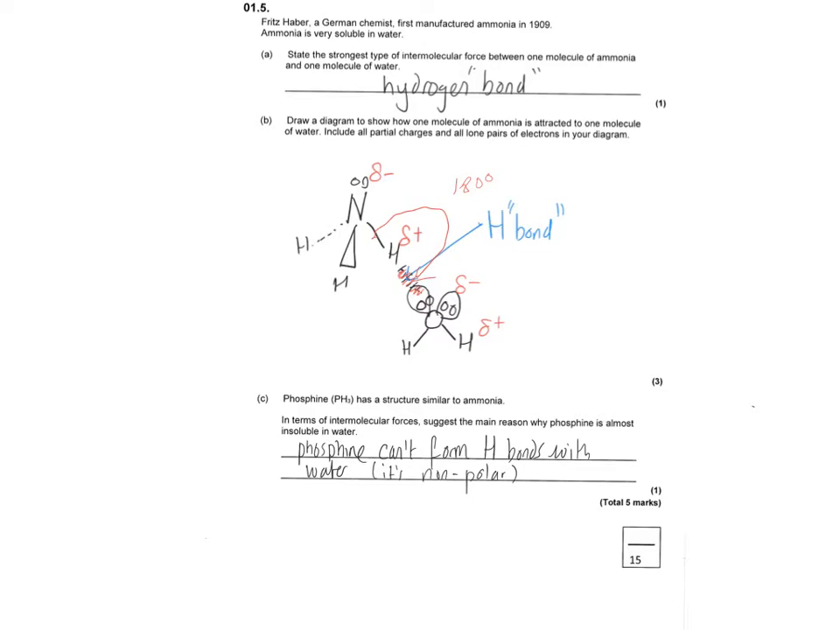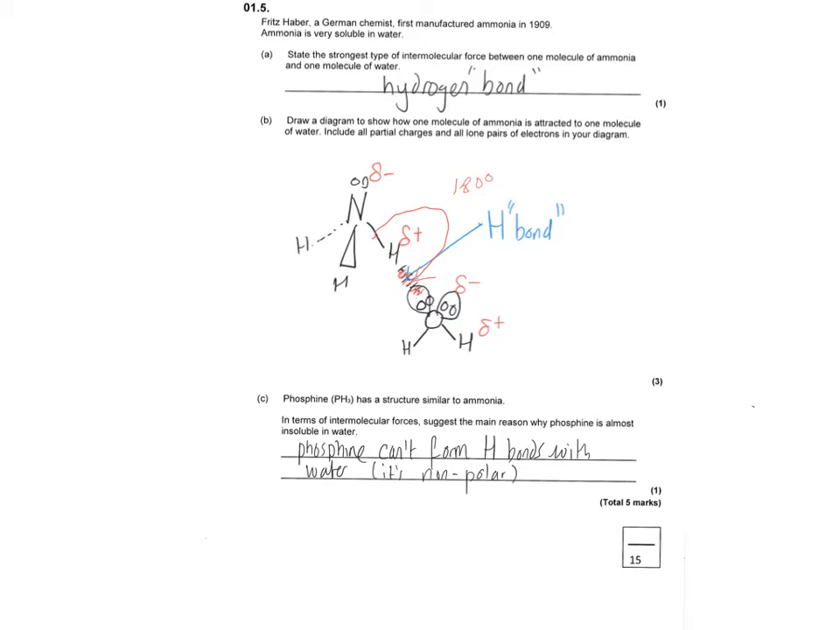And now let's look at the next bond here, which is the oxygen and the hydrogen covalent bond. That is also at 180 degrees. So when you draw hydrogen bonding, make sure you've got this line going all the way through between the hydrogen of one molecule and the hydrogen of another molecule.